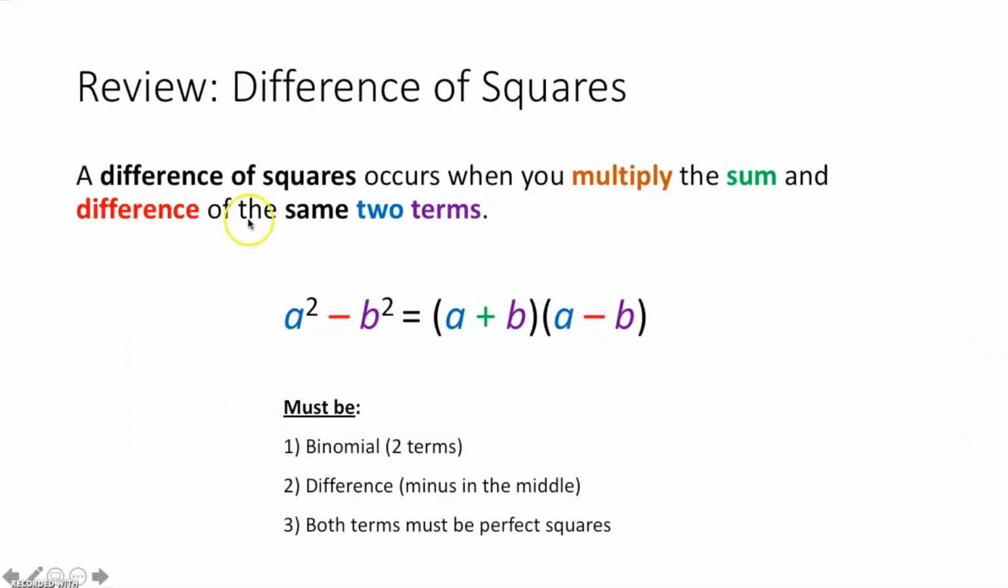Now let's quickly review what a difference of squares is. A difference of squares occurs when you multiply the sum and difference of the same two terms. So here we have the sum and difference of the same two terms, a plus b times a minus b. If I were to FOIL that out, I end up with a difference of squares, a squared minus b squared. Difference of squares is a binomial, two terms. A difference, there's a minus in the middle, and both terms must be perfect squares. So like x squared minus 4 or a squared minus 81. And I'll show you how to factor this coming up right now.